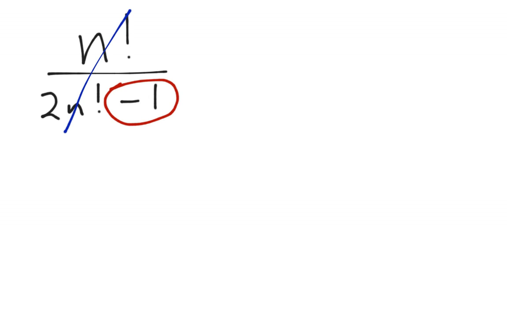Let's say that we have n factorial divided by 2n factorial minus 1. Just like with exponents, really you could ignore any plus or minus a constant, and so this will go as n factorial divided by 2n factorial. The n factorials essentially will cancel, and the limit of this sequence will be 1/2. So those are just some examples of what you can do to determine if the sequence will converge or diverge.